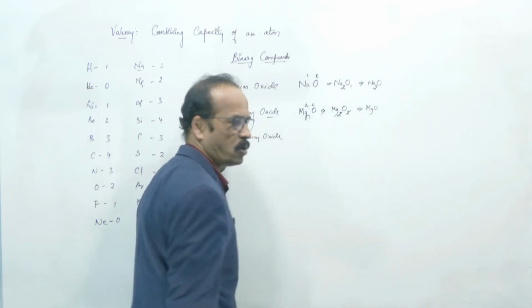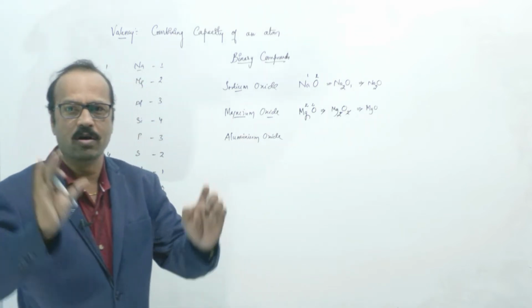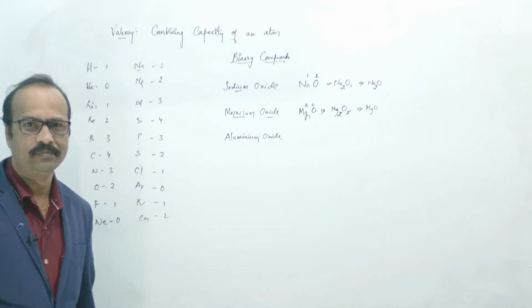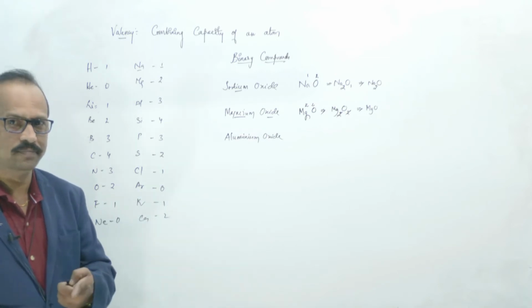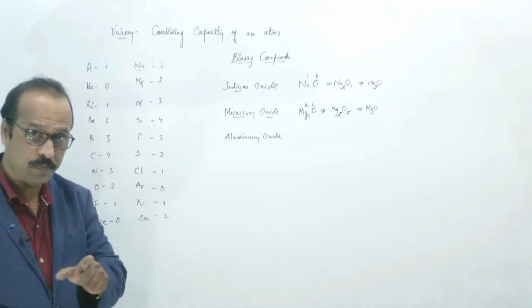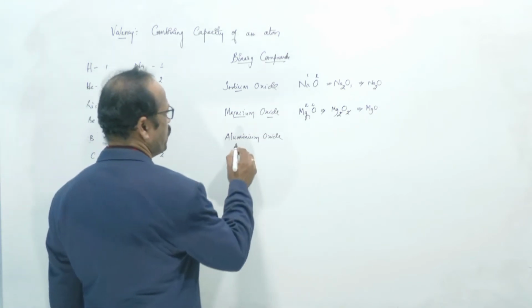MgO. That's all. This is the formula of magnesium oxide. Clear? Chalo. Now I'll write the aluminum oxide. Then I'll give some compounds to you. You have to practice. And then I'll give some other work to you also.